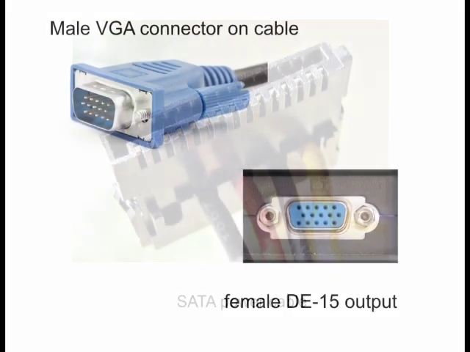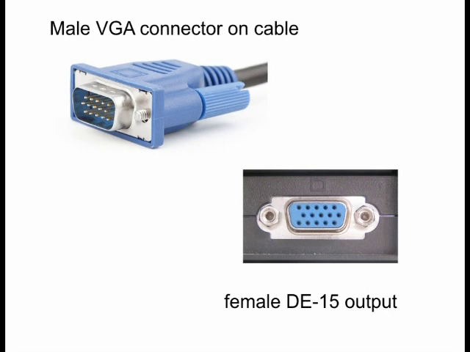The Video Graphics Array connector is a 3-row 15-pin DE connector. DE stands for D sub miniature or D sub, named for their characteristic D-shaped metal shield. The figure shows a male VGA connector on cable and a female DE15 output in a laptop computer. The 15-pin VGA connector is found on many video cards, computer monitors, and high-definition television sets. On laptop computers or other small devices, a mini VGA port is sometimes used in place of the full-sized VGA connector.